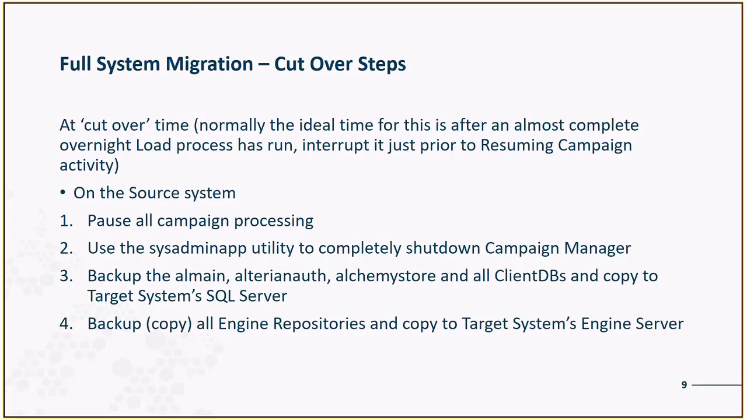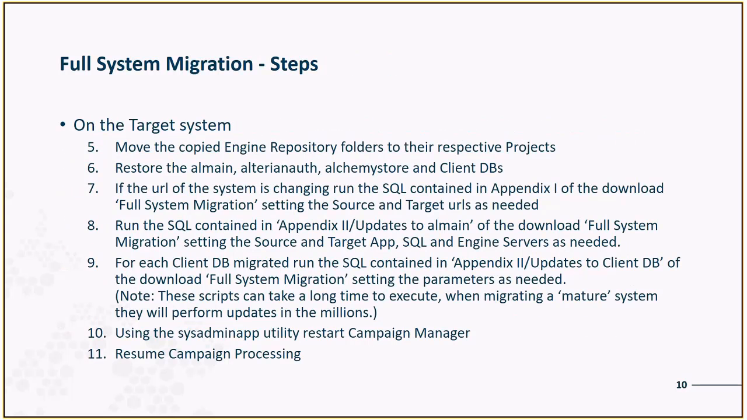Back up the AL main, Alterian, Auth, Alchemy Store, and all client DBs, and copy the backups to the target system's SQL server. Back up or copy all engine repositories and copy them to the target system's engine server or servers. Then again on the target system, move the copied engine repository folders to their respective projects. Restore the AL main, Alterian, Auth, Alchemy Store, and client DBs.